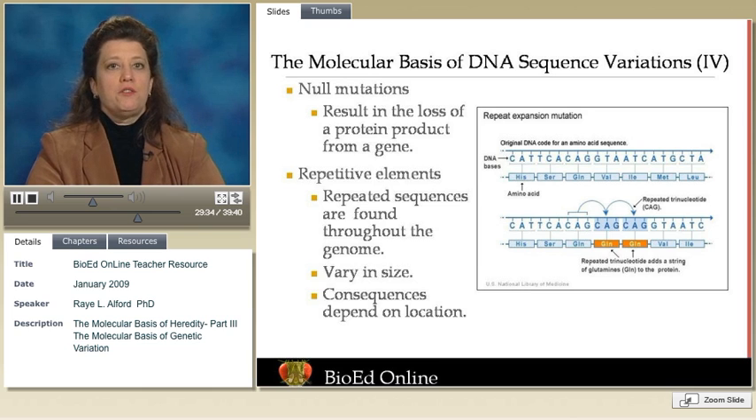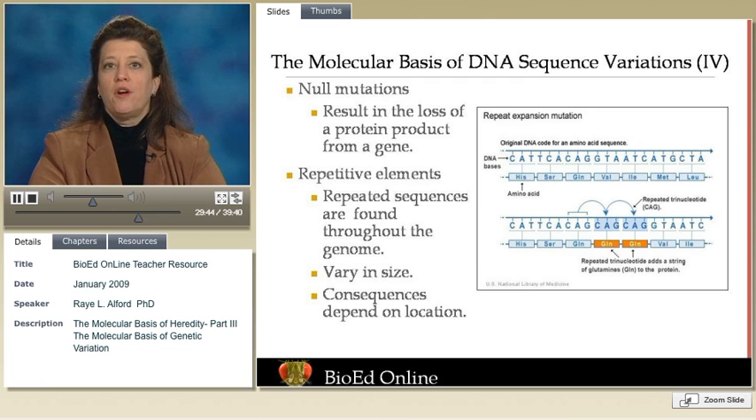Null mutations are mutations that result in the absence of a protein product from a gene. Null mutations can be nonsense or frame shift mutations if these mutations occur very early in the coding sequence of a gene. Functionally, null mutations can also be mutations that occur in the promoter regions of genes and eliminate expression of the gene.